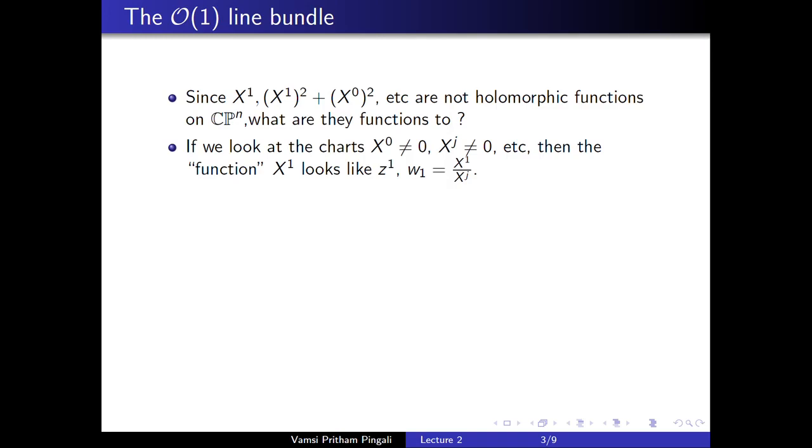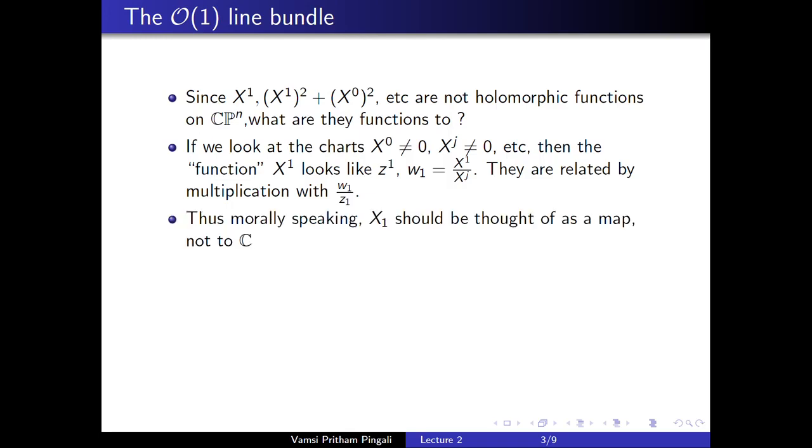I'm sorry, I have not been very consistent in the subscripts and superscripts. So, morally speaking, this particular object looks like two different functions in different coordinate charts, and these two functions are related to one another by multiplication by a non-zero holomorphic function. So this x1 is not a map to complex numbers. It's in fact a map to complex numbers on one coordinate chart, and another map on another coordinate chart, and they don't agree. But it can be thought of as a map to some other manifold.